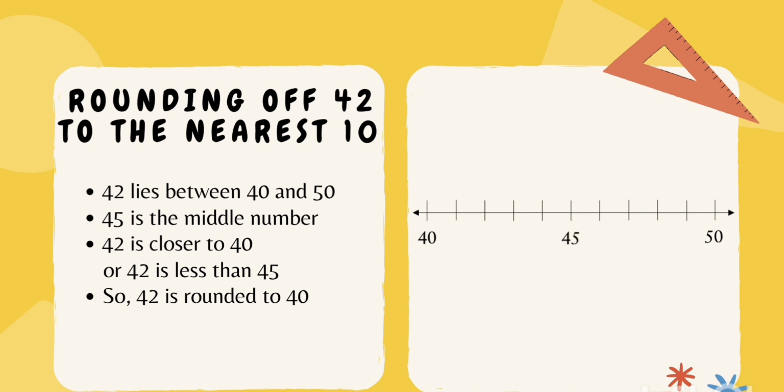Step 3. Find out 42 is closer to which number, and also we will check whether 42 is less than or greater than the middle number. Here 42 is closer to 40 and 42 is less than 45. So 42 is rounded to 40.